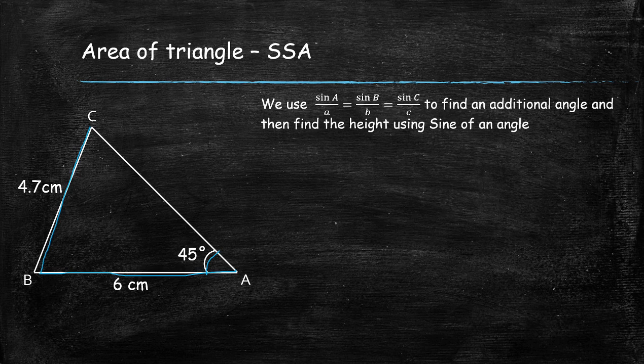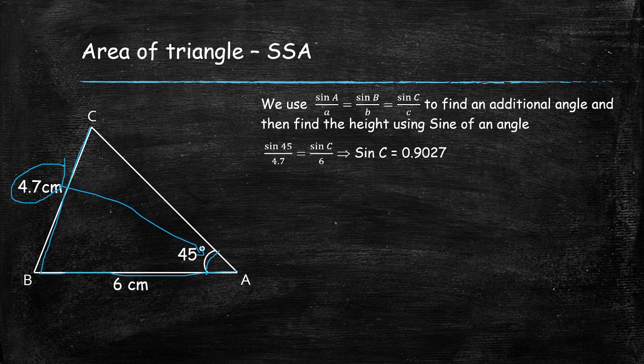So here we use the law of sines. Sin A by A is equal to sin B by B, sin C by C, to find the additional angle, and then we find the height using the sine of the angle. So first we'll use the law of sines. Sin 45 on 4.7. So side A is opposite to angle A. Side A is 4.7 centimeter, just opposite to angle A.